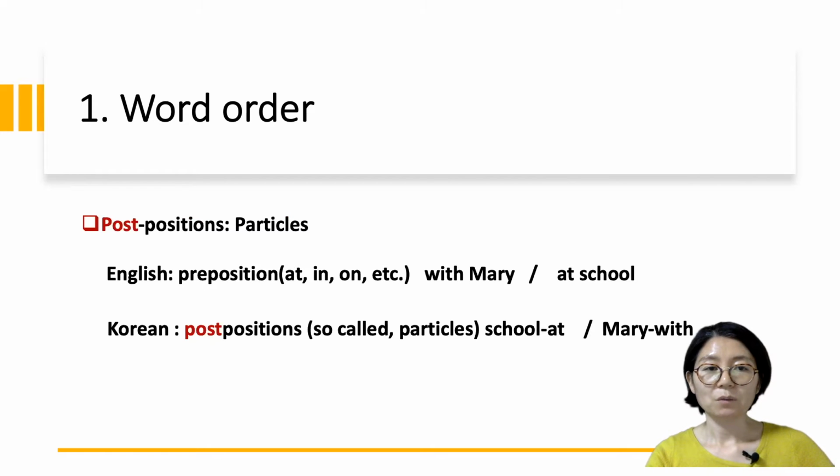And also, in English, you have prepositions such as at, in, on, etc., right? So it means you put the preposition before the noun. But in Korean, it's totally the opposite. We can call them postpositions because we put those particles, 에서, 와, right after the noun, not before the noun. It's really the opposite of English.